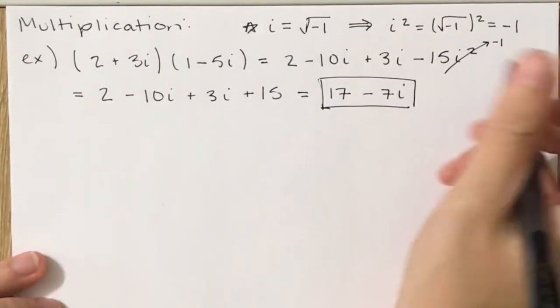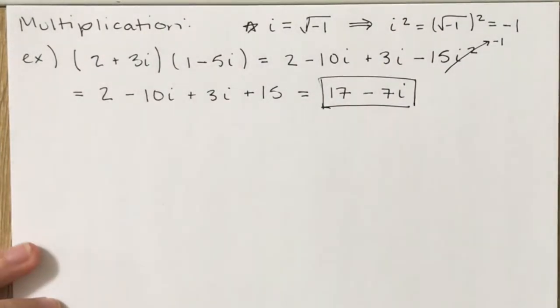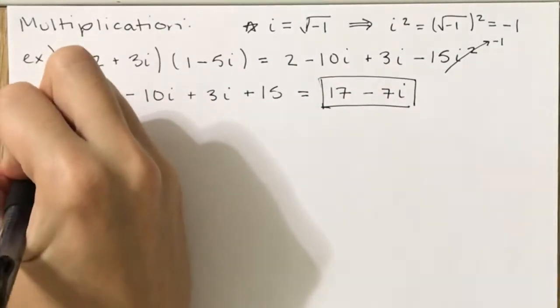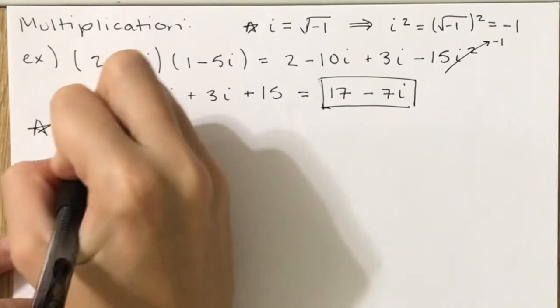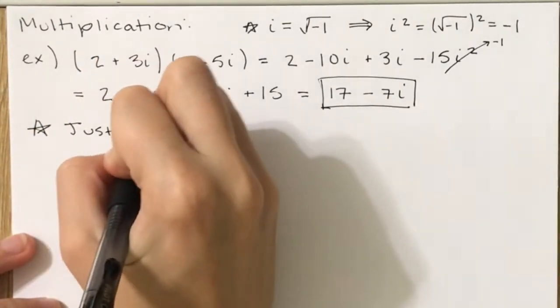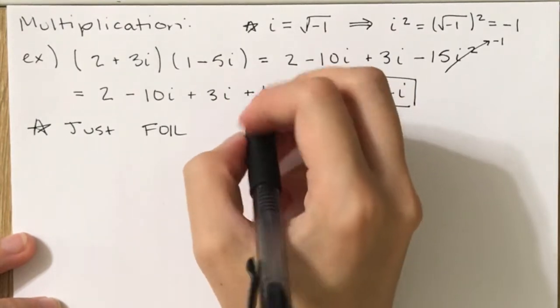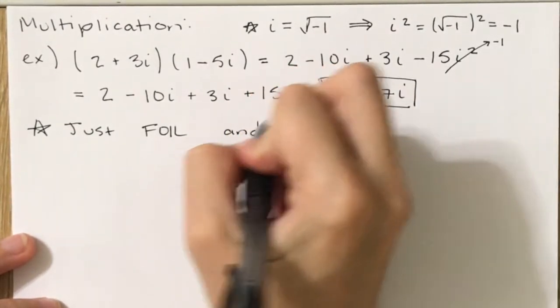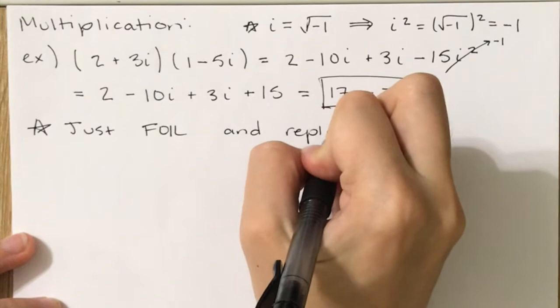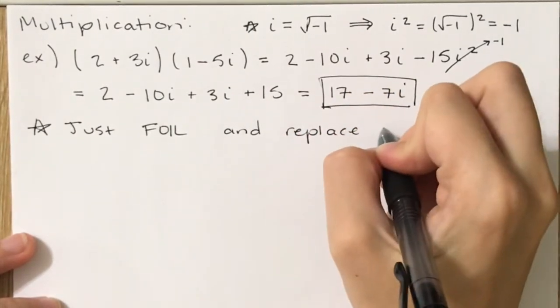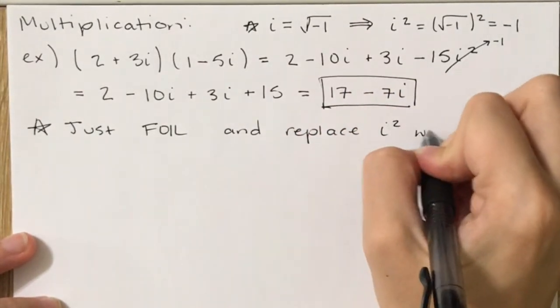So all this is foiling. We just FOIL, and replace i squared with negative 1.